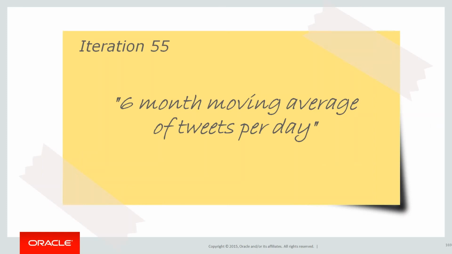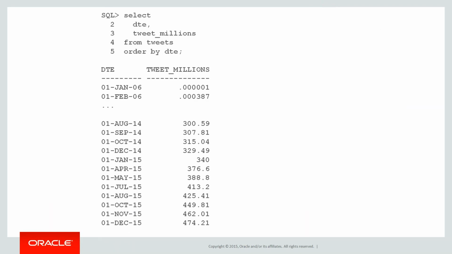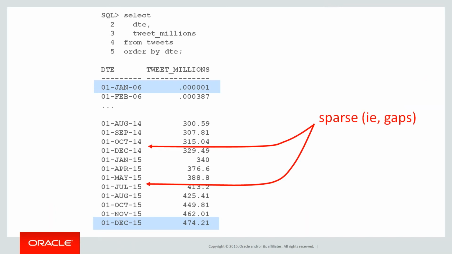So let's look at an example of that. If I want to do a 6-month moving average of tweets per day using some Twitter data, that's not my tweets per day, this is global tweets per day. We're up to iteration 55. So I found some information on the internet about how many millions of tweets get done per day. Back in 2006, it was very, very little. But last year, 470 million tweets per day. That's a lot of tweeting. So that's our sample data.